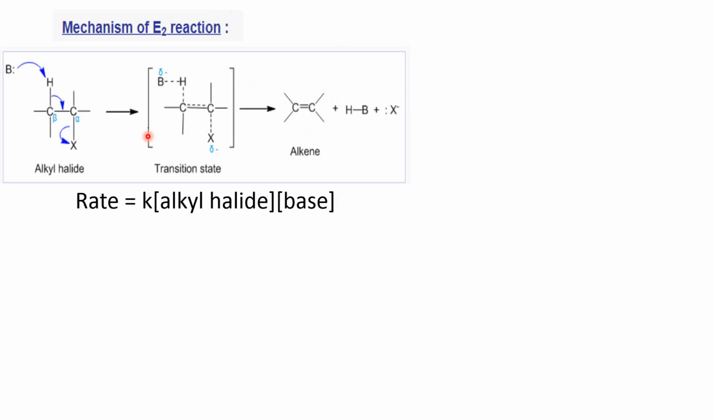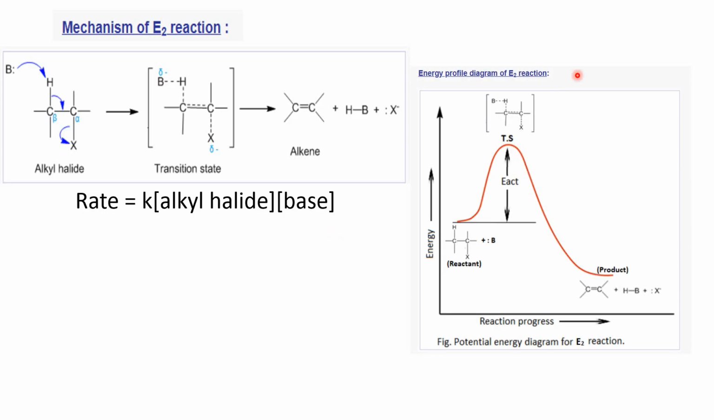Now the rate depends on both, that is the alkyl halide as well as the base. So rate is equal to K, concentration of alkyl halide and concentration of base. Now this is the energy diagram. This is the energy of the reactant. This is the transition state. This is the activation energy. From the transition state, the product is formed directly.